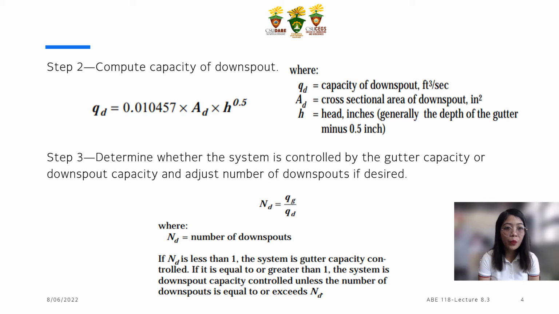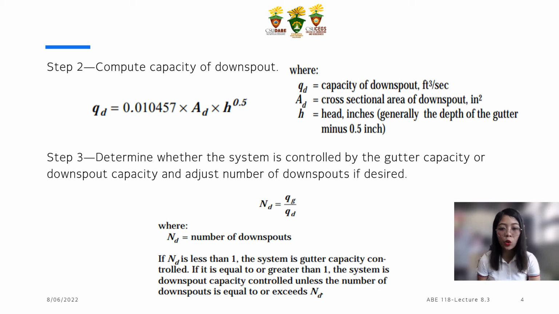For step 2, compute the capacity of the downspout. Using an orifice discharge coefficient of 0.65, the equation may be expressed as follows. The capacity of the downspout is equal to 0.010457 multiplied by the cross-sectional area of the downspout and then multiplied by the head.